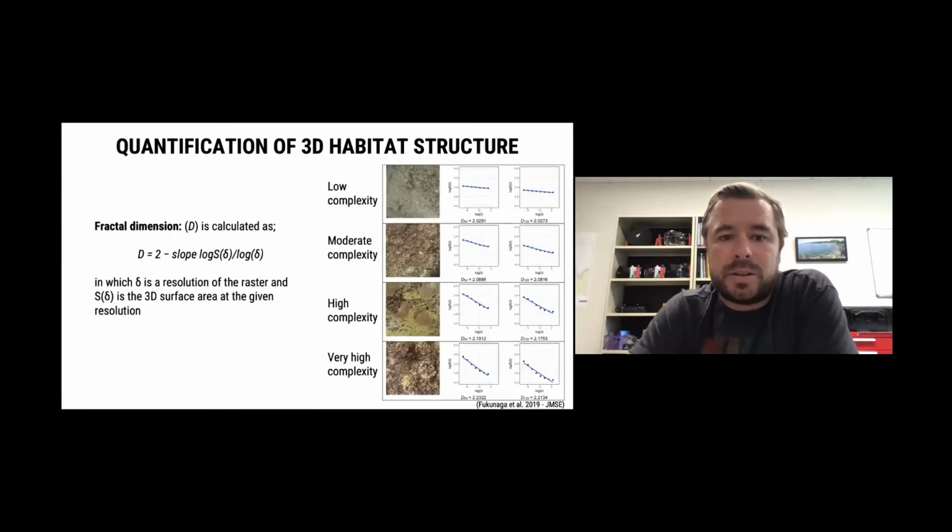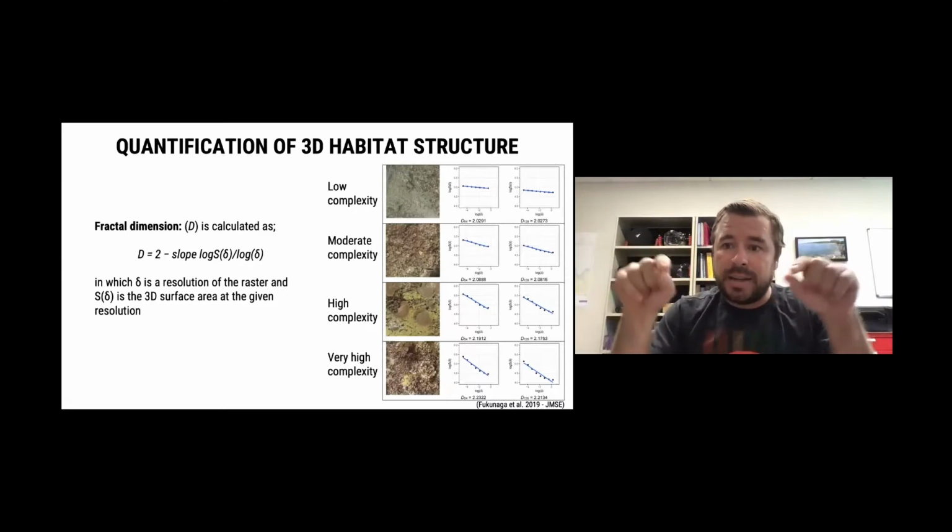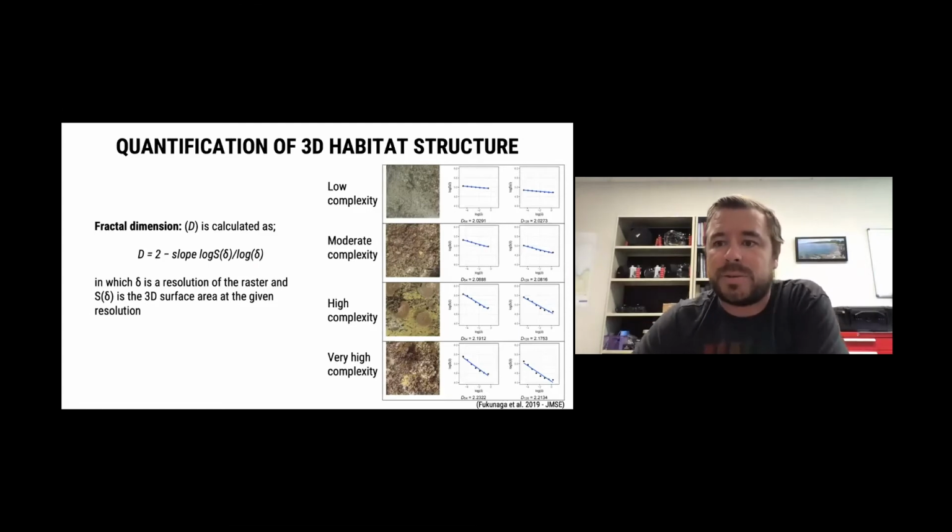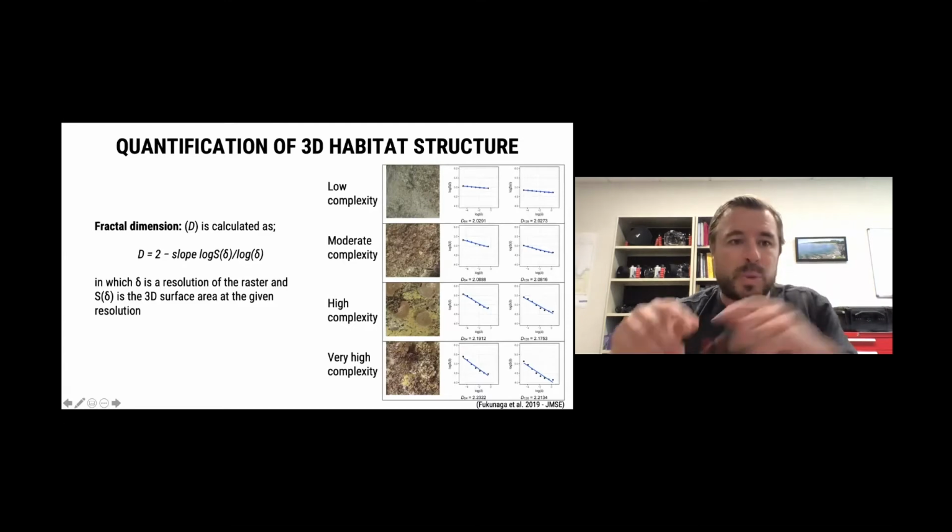And lastly, because we have a raster, we can compute it across several resolutions, so we can change the size of each of the cells in that raster file. And we can look at how fractal dimension changes. On the right here, you can see 4 different plots. One has very little coral, it's low complexity. On the bottom, we have a very highly complex area.